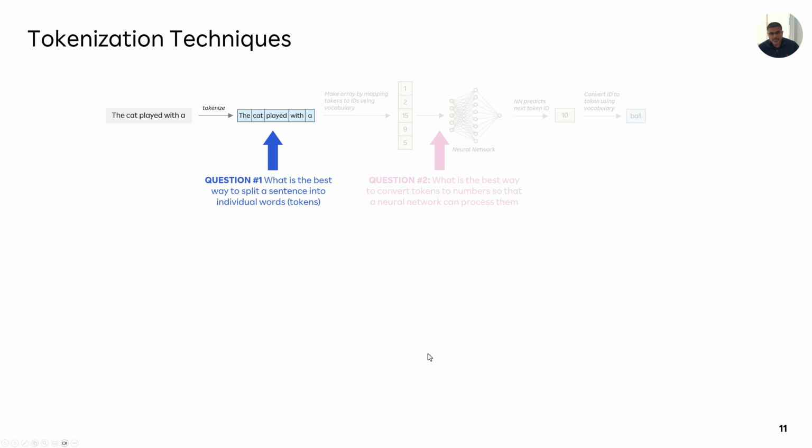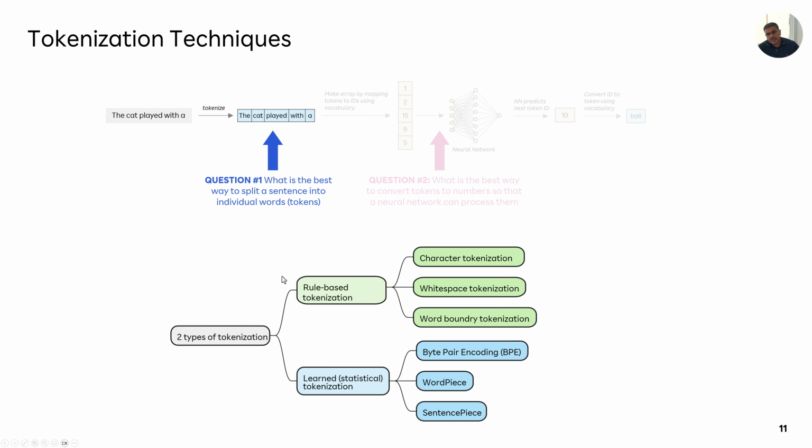So let's start with the tokenization technique. The first topic is going to be this: how do you take text and break it up into individual tokens? At a very high level, there are two techniques using which you can tokenize. One is called rule-based tokenization. The other is called learned or statistical tokenization. Rule-based tokenization can split words across character boundaries, white space boundaries, or boundaries that even split across punctuation, symbols, and so on. This seems very intuitive. This is something that you would be able to write in a single line of Python code.